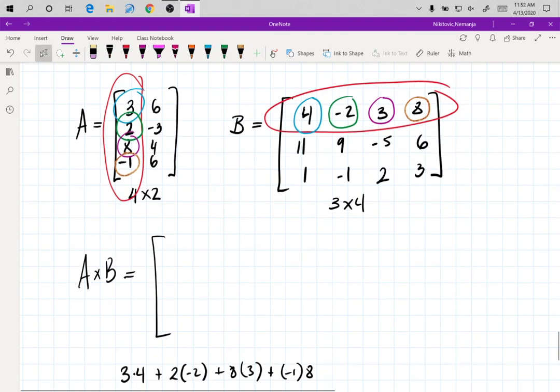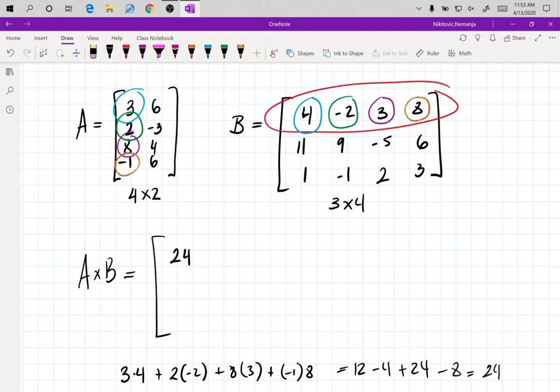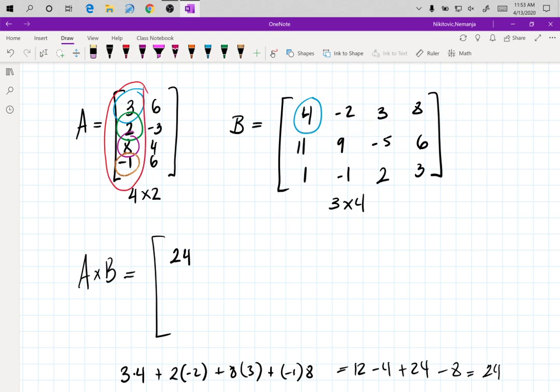So when I multiply all of this out, I get 12 minus 4 plus 24 minus 8. This is going to give me 20. This is going to give me 4. So I hope 24, right? Yeah, 24. So the first entry is 24. Oh yes, this is that long. It's going to take a while, right? We still have this one. And then you are going to go to the next row.